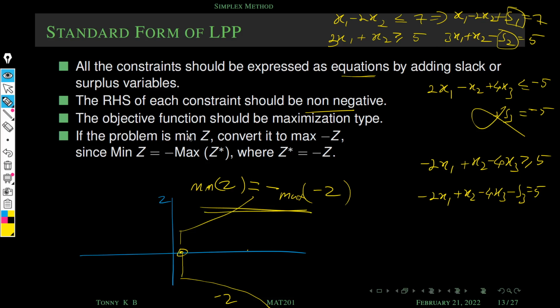So if our problem is minimization type, then you can convert the problem to maximization type by taking maximum of minus z. And ultimately the minimum is given by this equation: minus of maximum of z star, where z star means minus z. Okay.